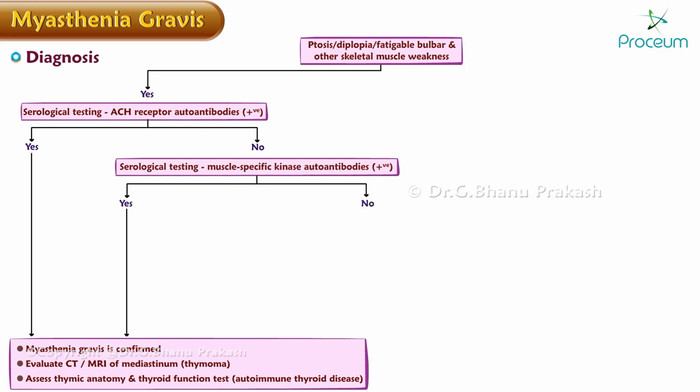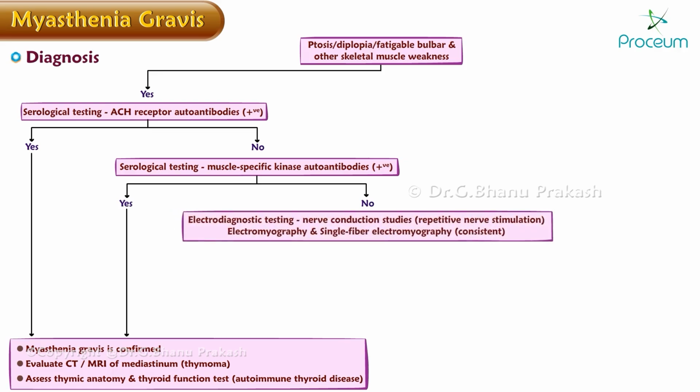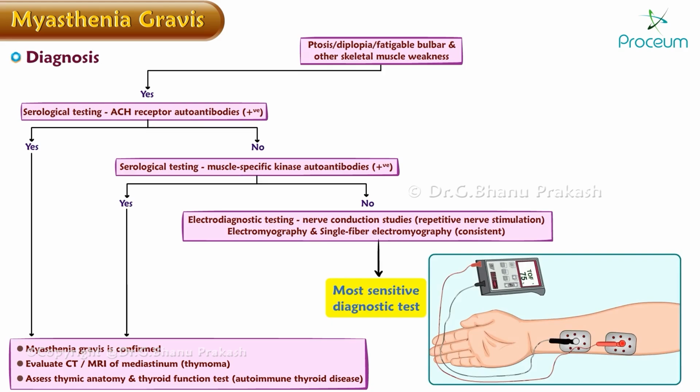If no, perform electrodiagnostic testing, including the following techniques: nerve conduction studies with repetitive nerve stimulation, electromyography, and single-fiber electromyography. See if results are consistent with myasthenia gravis. Single-fiber electromyography is the most sensitive diagnostic test for myasthenia gravis.